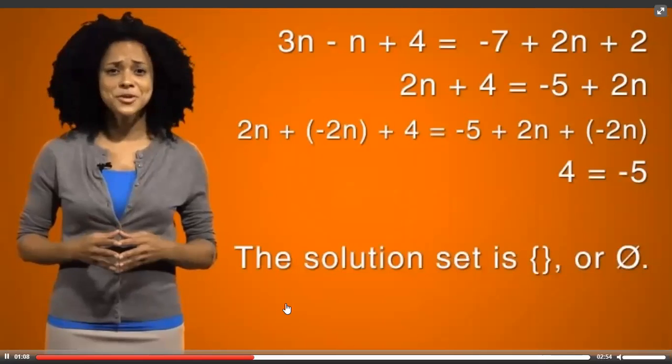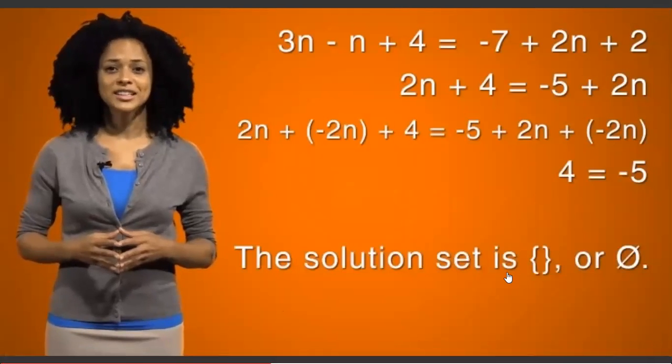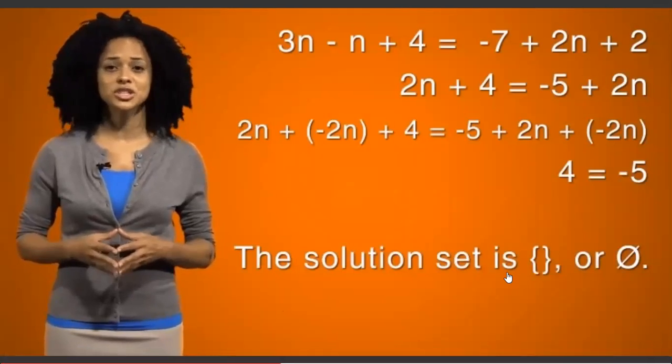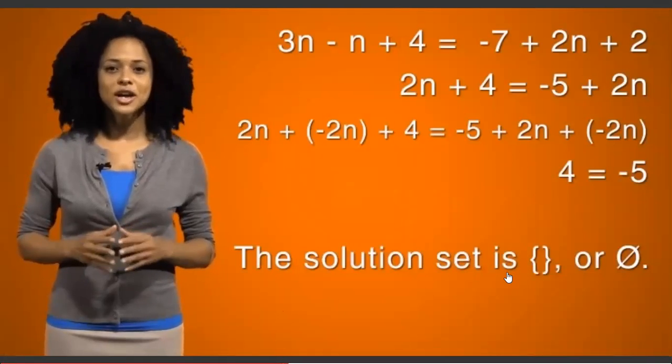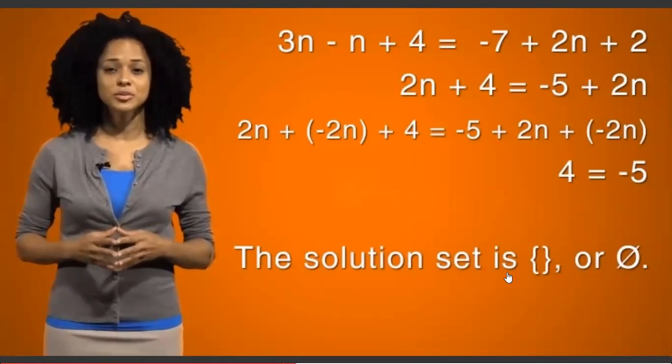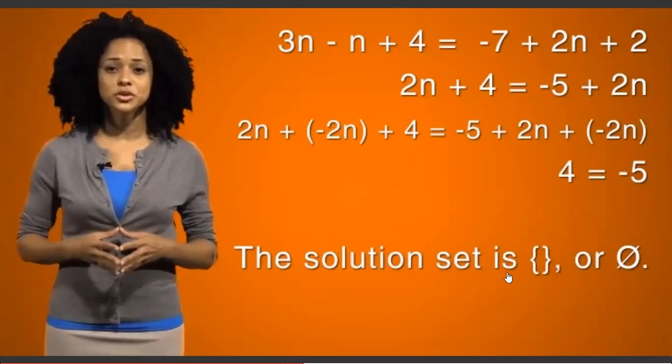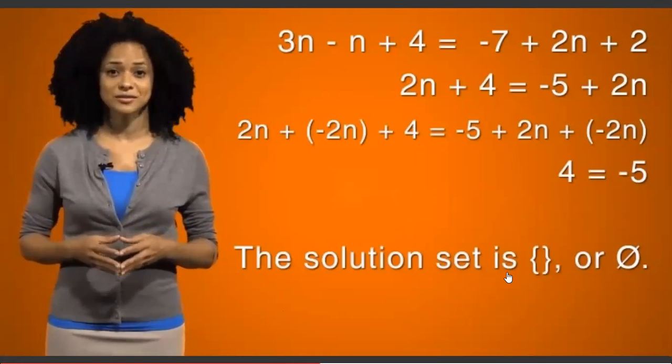4 does not equal -5. This equation actually has no solution. There is no value that can be substituted in for the variable that will make the original equation true. The solution set for this equation is the empty set.